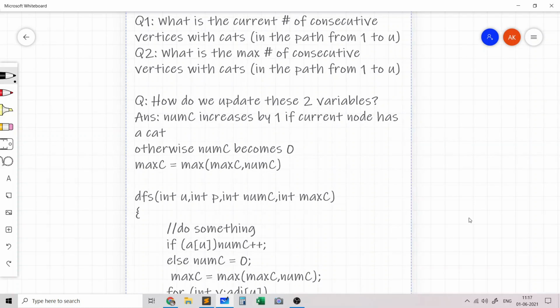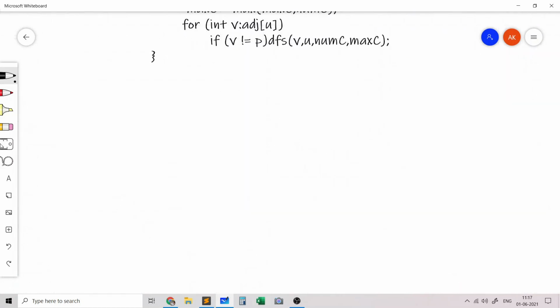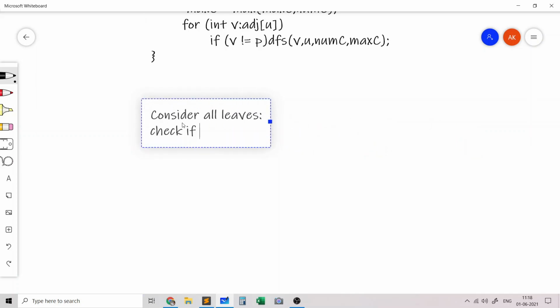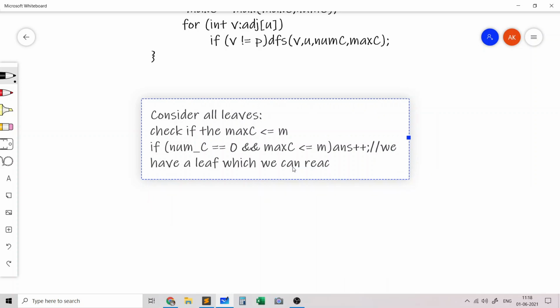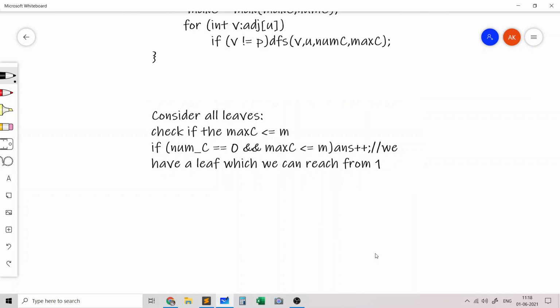in the DFS function. Now we just need to go back to the original question and consider all leaves and check if the max consecutive is less than or equal to m. And that's all that we need to do. As I mentioned in the previous part, if the number of children is 0, this basically means the node is a leaf, and if the max consecutive is less than or equal to m, then we basically increase the answer because we have a leaf which we can reach from 1. And that's essentially what we will do in the code.